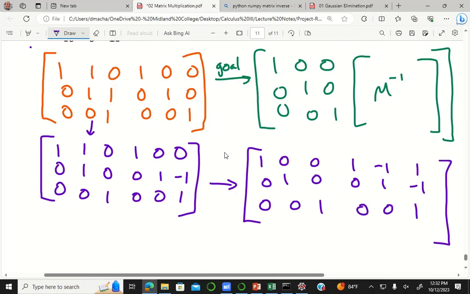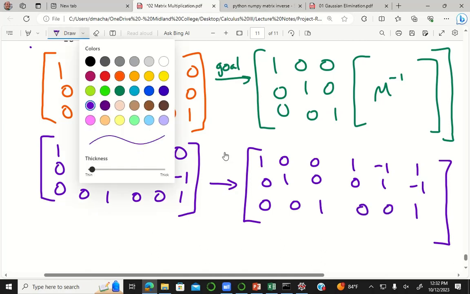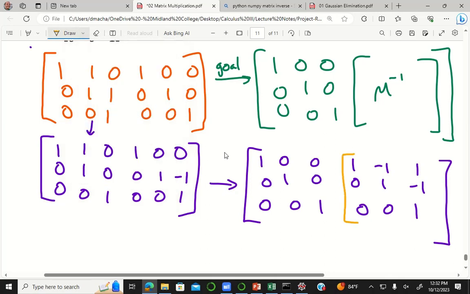Okay. So that means that this is my inverse matrix. That's correct? Okay.